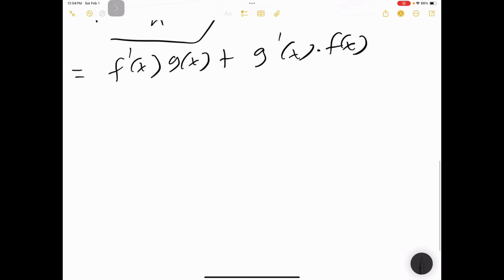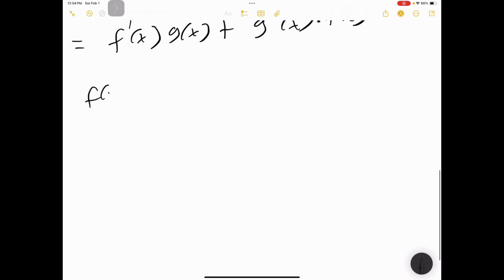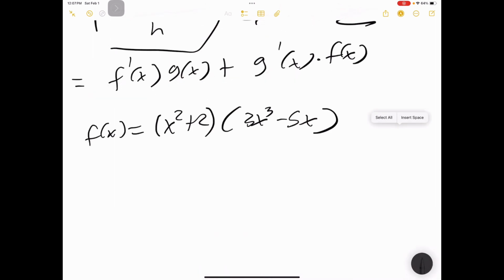But we don't have to worry about the proof. Once we know the rule, we can use the rule. So let's look at a function. Let's look at the function f of x equals x squared plus 2 times 3x cubed minus 5x. Had to go back and fix that real quick because I was working with a problem where we had a cube in this third term and I wrote square. So fix that if you're working along with this.